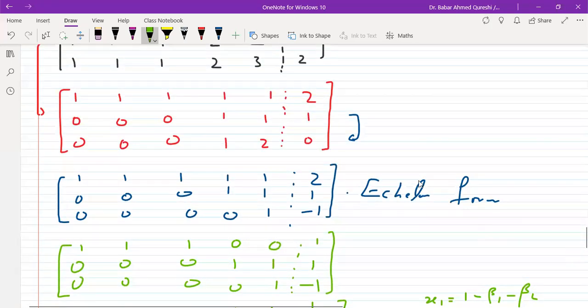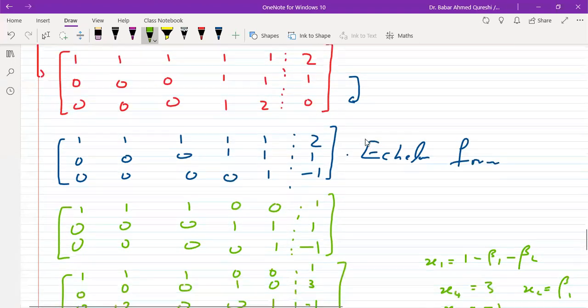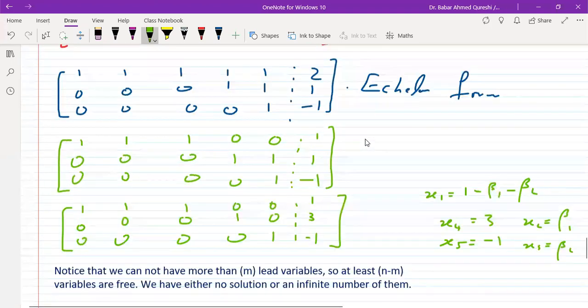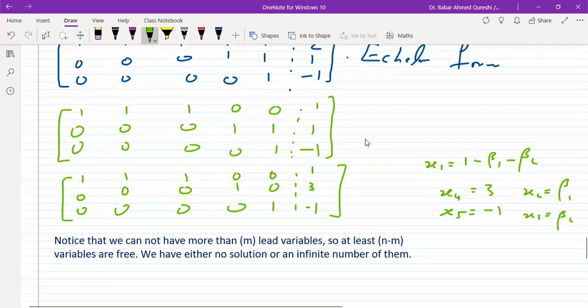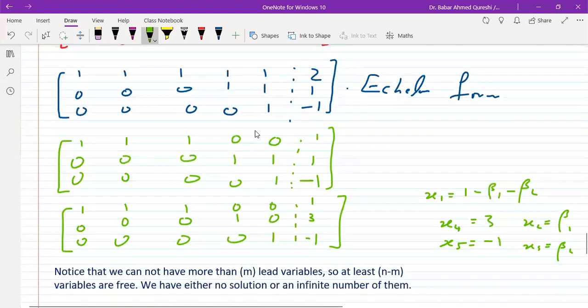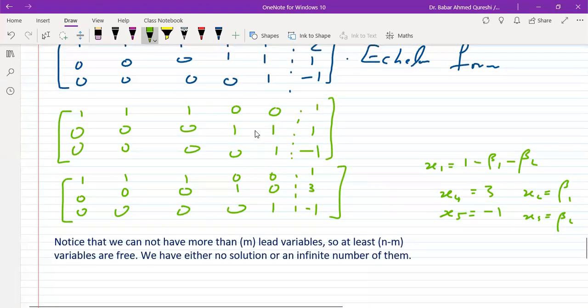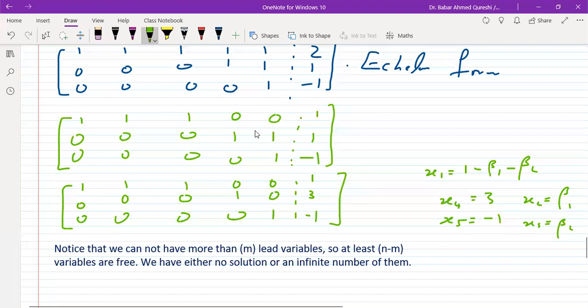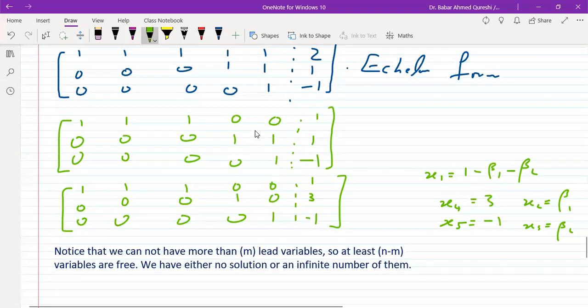So we saw these two examples. In one it was inconsistent, in one we had an infinite number of solutions. If you think about it, you have m rows and n columns, and n is bigger than m. Now since you have lead variables, yeah, no, this is correct.